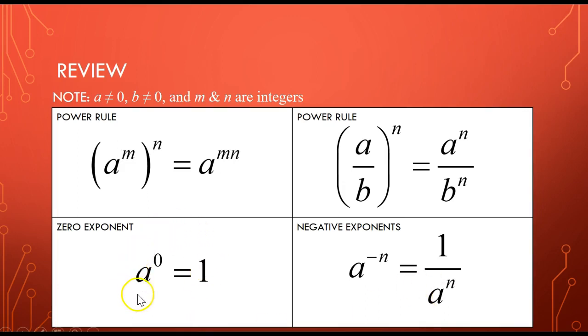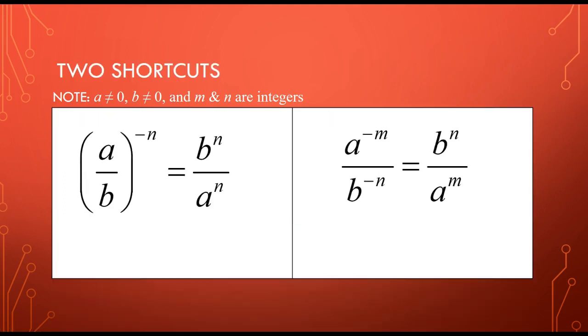We also review that any number to the 0 power is 1, as long as that base is not 0. And remembering when we are working with negative exponents, one way to rewrite a number to a negative exponent is using the reciprocal, 1 over that base to the positive power. So let's take a look at two shortcuts.